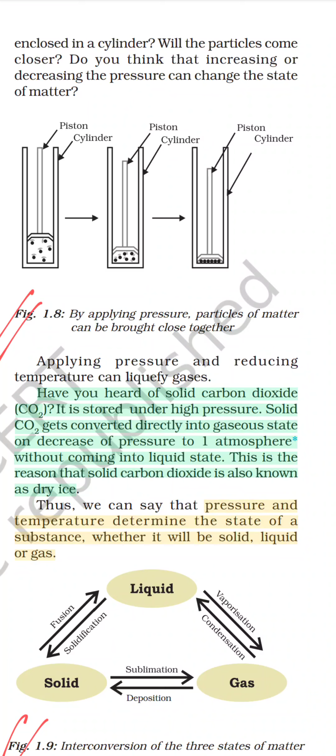Have you heard of solid carbon dioxide, CO2? It is stored under high pressure. Solid carbon dioxide gets converted directly into gaseous state on decrease of pressure to 1 atmosphere without coming into liquid state. This is the reason that solid carbon dioxide is also known as dry ice.